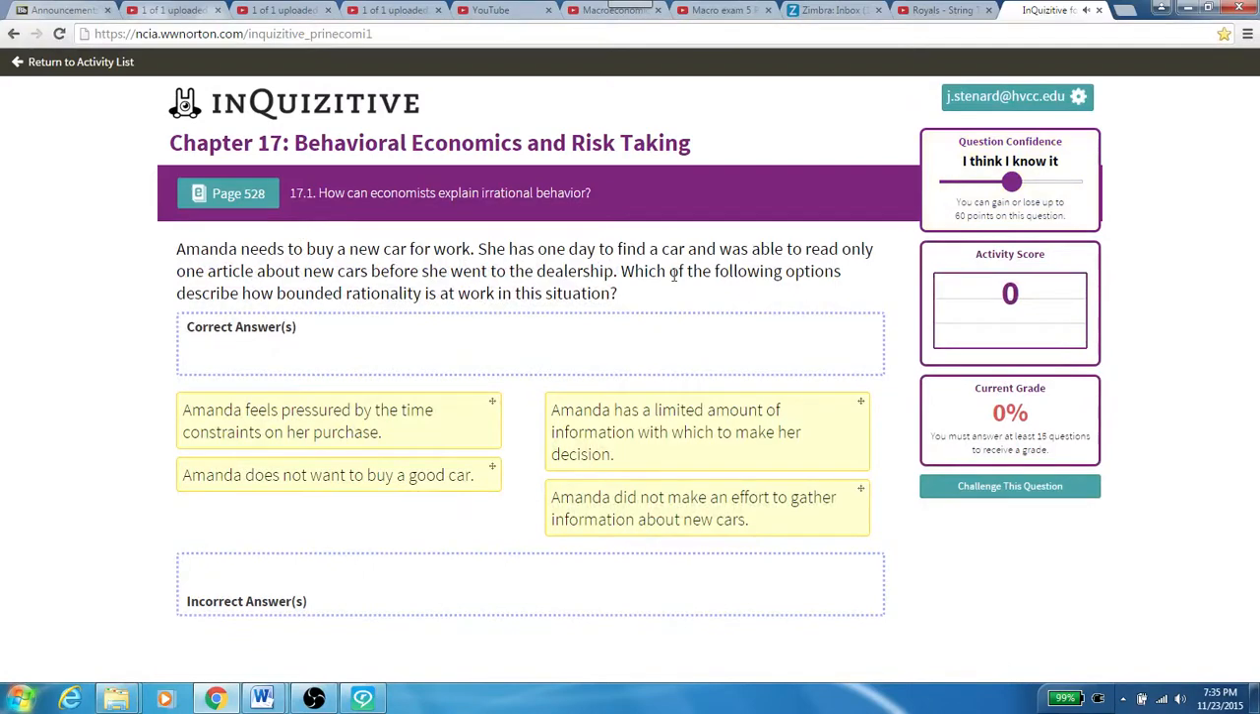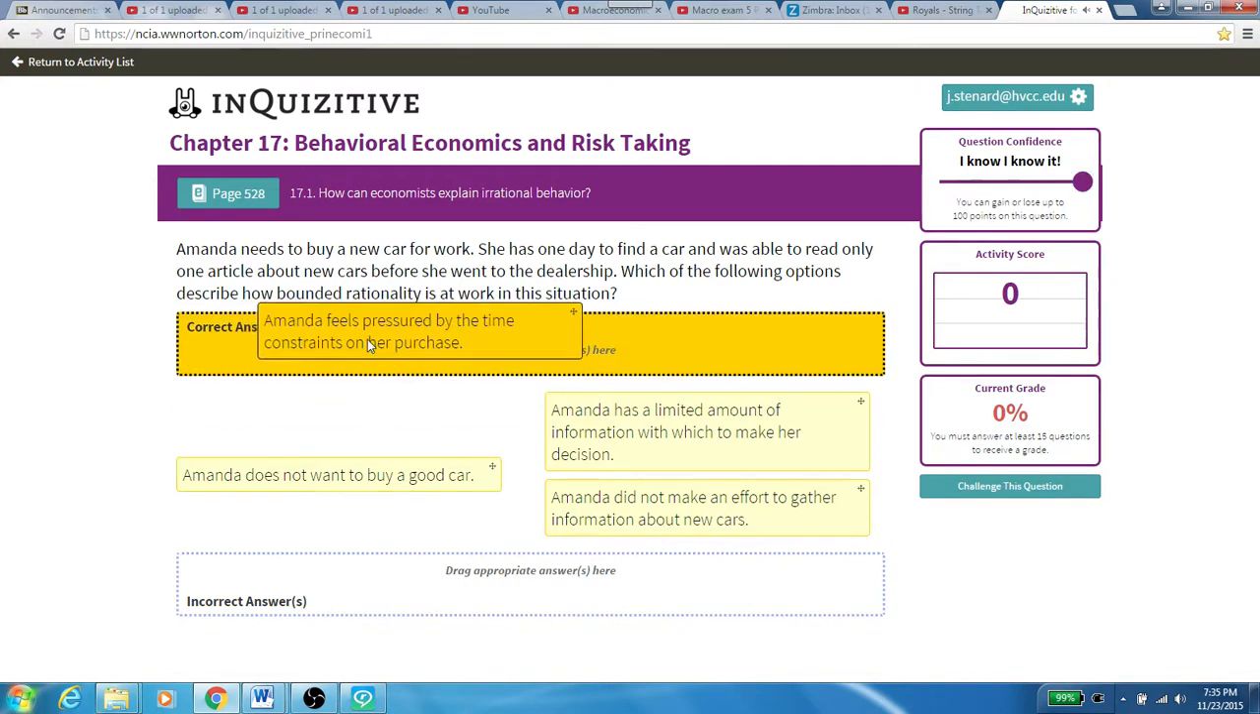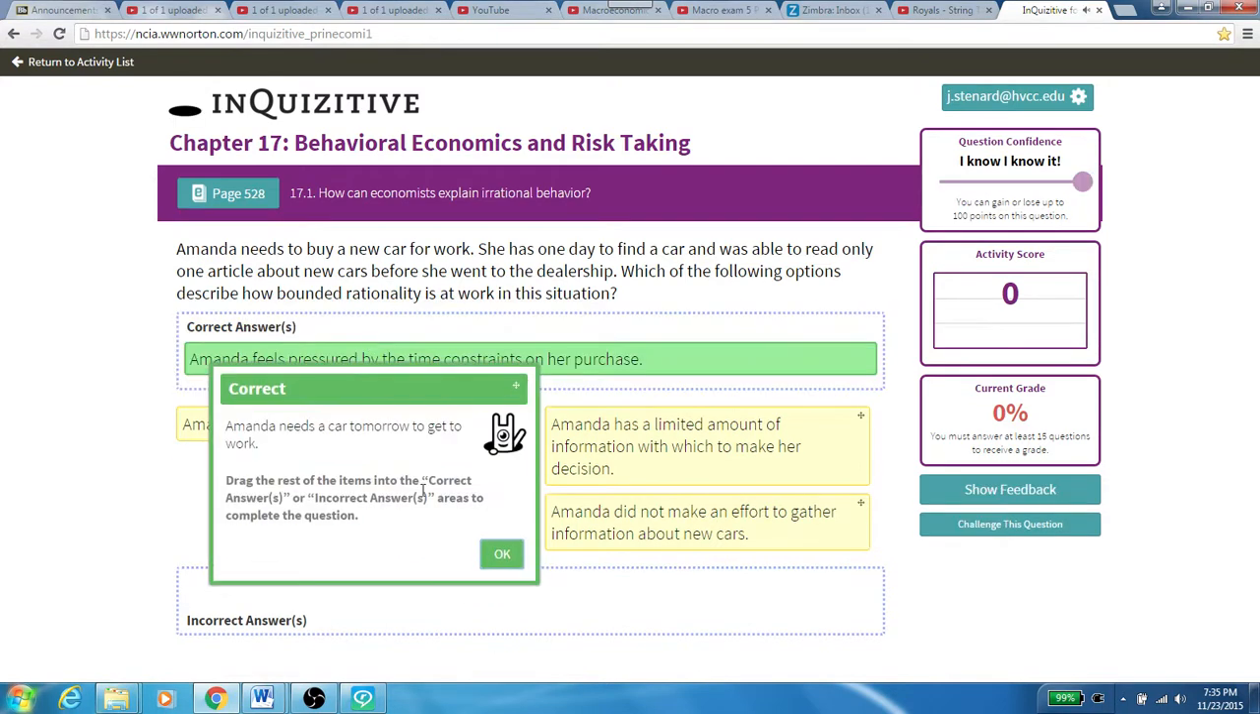Amanda needs to buy a new car for work. She has one day to find a car, was able to read only one article about new cars before she went to the dealership. Which of the following options describe how bounded rationality is at work in this situation? It's going to be hard for her to make a fully rational decision. I know this answer. Amanda feels pressured by time. That's an example of bounded rationality.